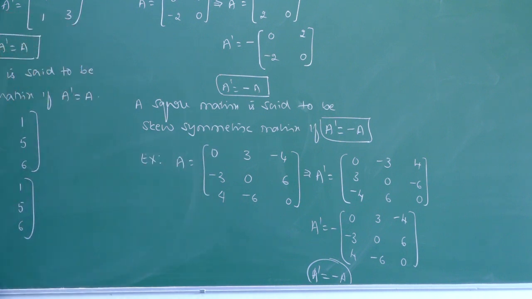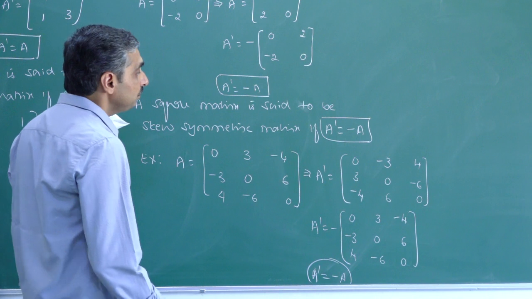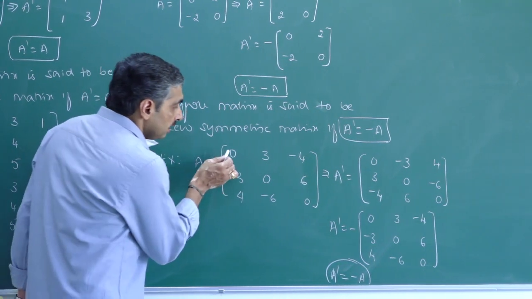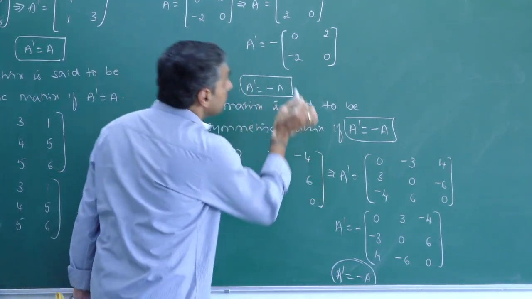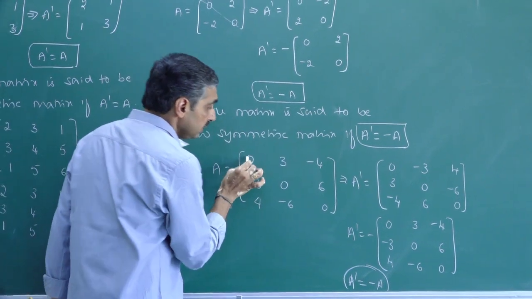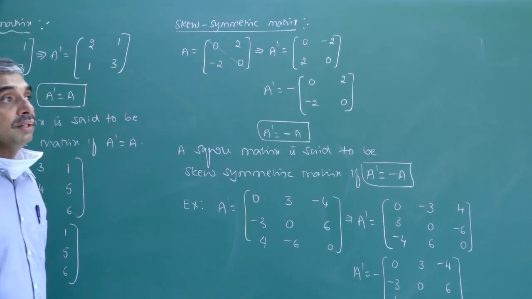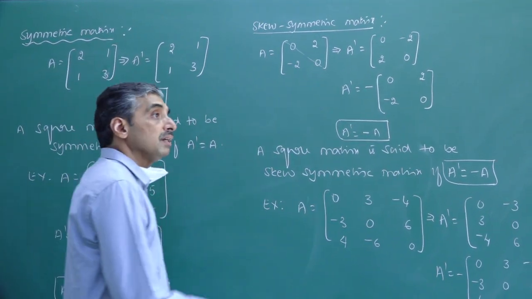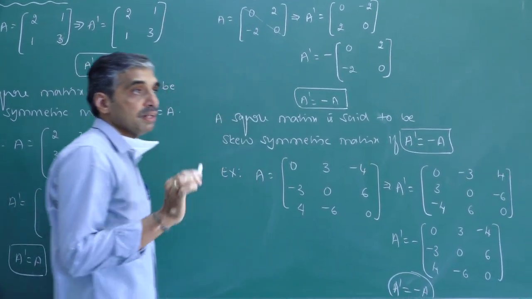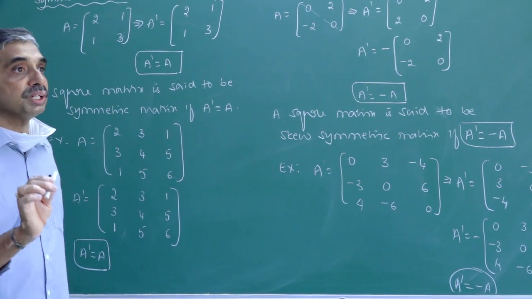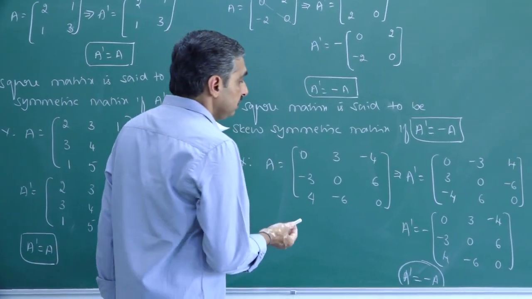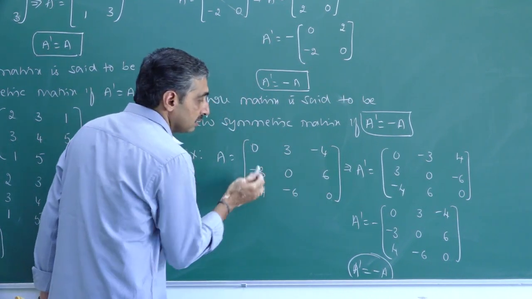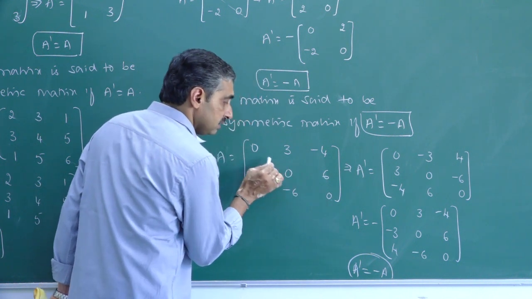Skew symmetric matrix. So now one thing you analyze here, what happens in a skew symmetric matrix. Observe in both the cases, second order as well as third order, the diagonal elements are always equal to 0. That means in a skew symmetric matrix, the principal diagonal elements are always equal to 0. And see the other elements: 3, minus 3, minus 4, plus 4, plus 6, minus 6. The diagonal elements are 0.